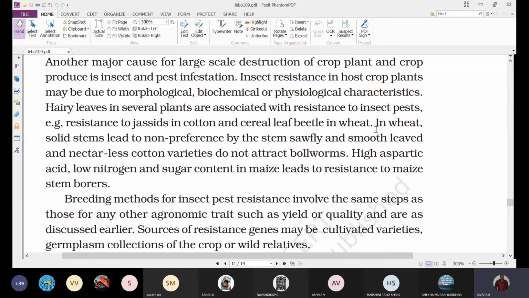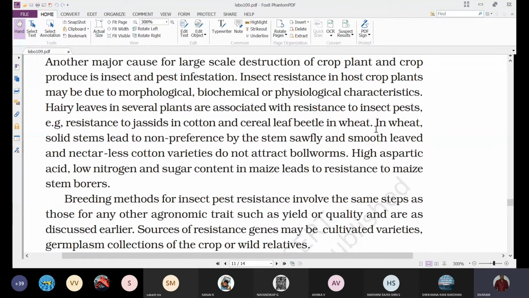And at the same time, when you observe the cotton leaf, on the surface of the leaf of the cotton plant we will find small hairy structures. Because of the presence of these hairy structures in the cotton leaf, it attracts the bollworm.